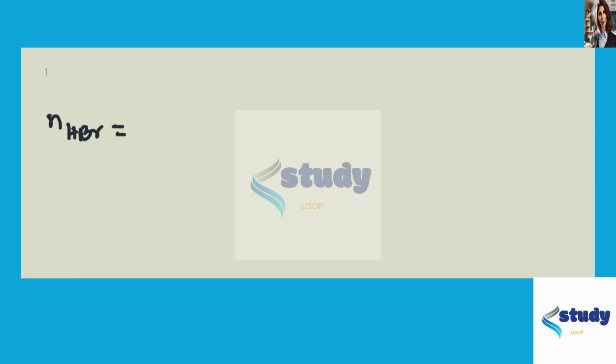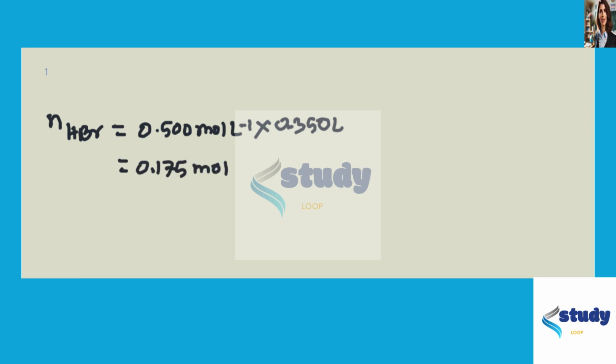So first step is finding the number of moles of HBr in the original solution, which we can find out from the molarity and the volume of this HBr solution. The molarity of this HBr is given as 0.500 molar, or mole per liter, times the volume, which is 0.350 liter, and it will give us a value of 0.175 mole. So this is the number of moles of HBr.